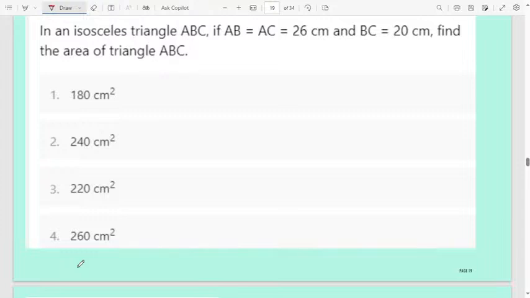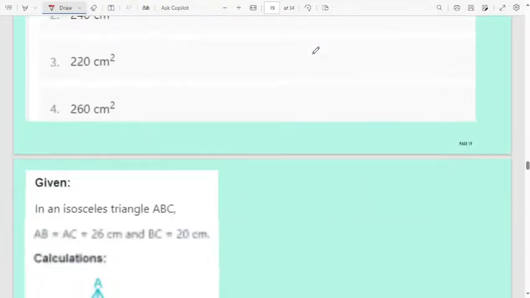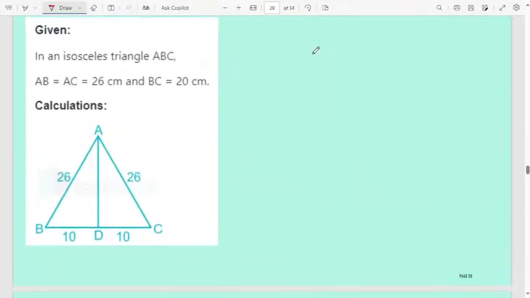Let us move to the next question. Question number 10: an isosceles triangle. Isosceles triangle means what? Two sides are equal. Isosceles triangle ABC, if AB is equal to AC is equal to 26 centimeter, BC is 20 centimeter, find the area of triangle ABC. Easy question this one. Isosceles triangle, two sides are equal, 26 centimeter, 26 centimeter. Then BC is 20 centimeter.